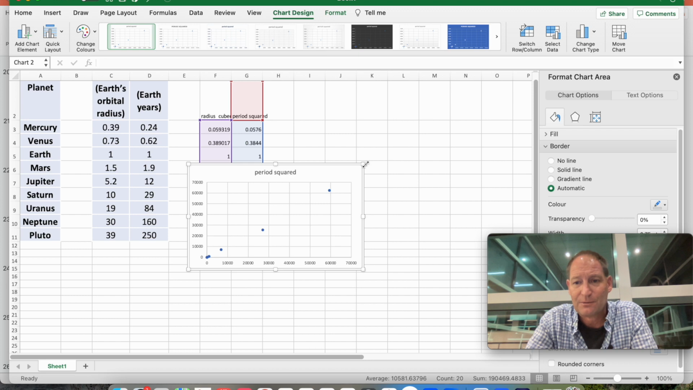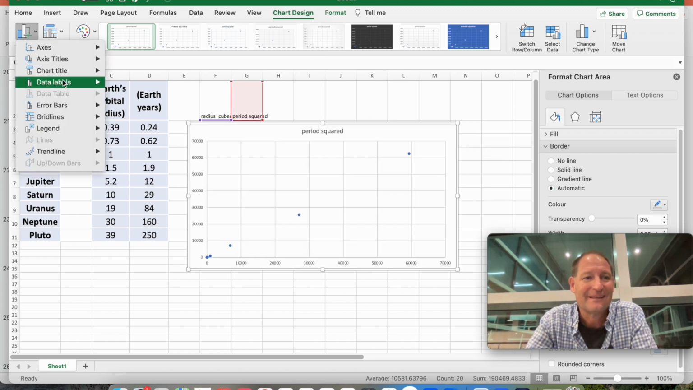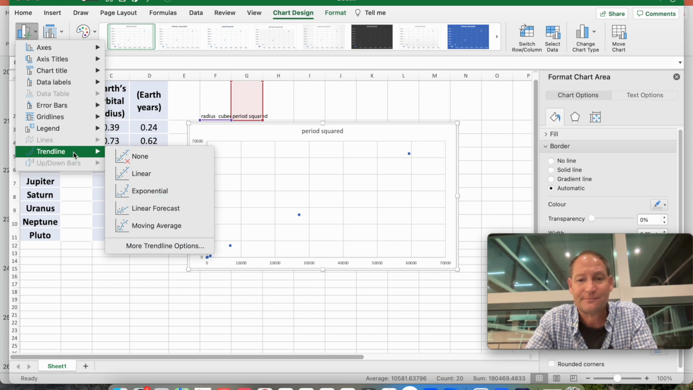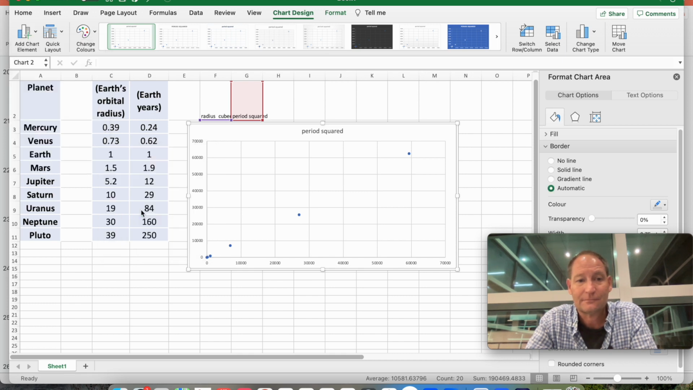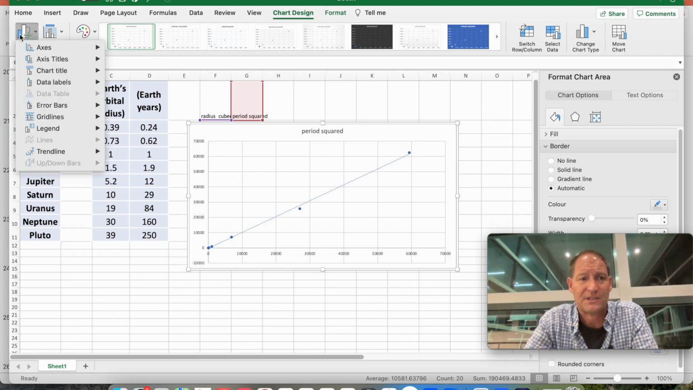And look at that, Kepler was right. Hundreds of years later, Kepler was right. Add the trend line. There it is. Kepler's. And this is showing you that the square of the period is proportional to the cube of the radius of the orbit. And a bit about how to plot graphs at the same time.